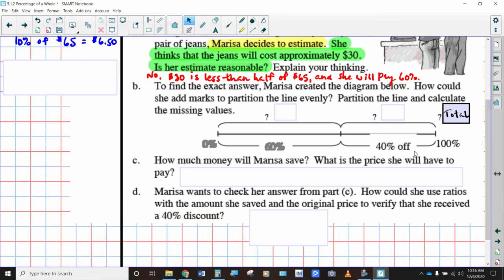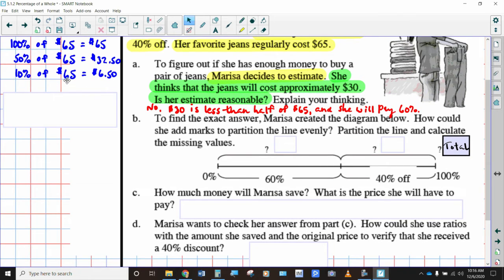So what I would like for you to do is this. Copy down this number line, pause the video, and then figure out what 10% of the total would be. We've already got this up here, right? So if you broke this up into 6 equal parts here, how much money would she pay? And if you break that up into 4 equal parts, how much money would be the discount?